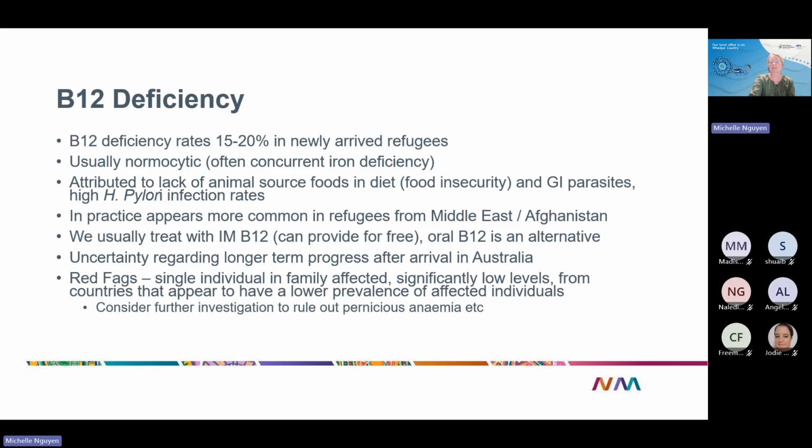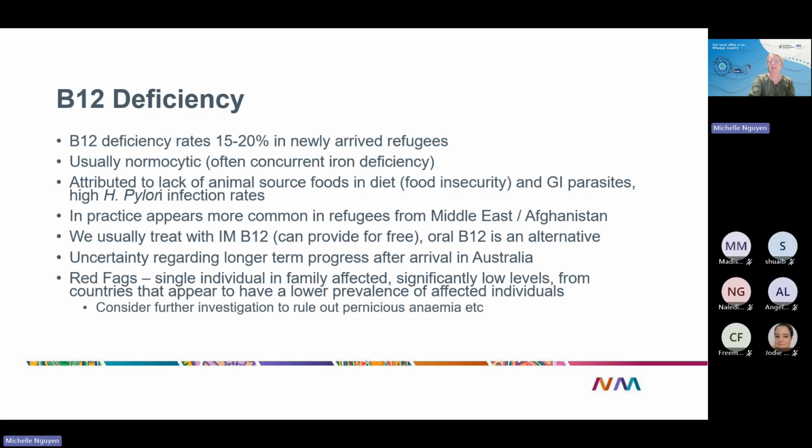There's some uncertainty regarding the longer term progress after arrival in Australia. It used to be said that within 6 months, people are eating a different diet and the B12 deficiency will resolve. But I've seen research that doesn't necessarily back that up. So they probably do need follow-up with B12 levels done. As I already mentioned, there are ongoing food insecurity issues, and people are often struggling to buy more expensive foods like meat. So it can be an ongoing issue.